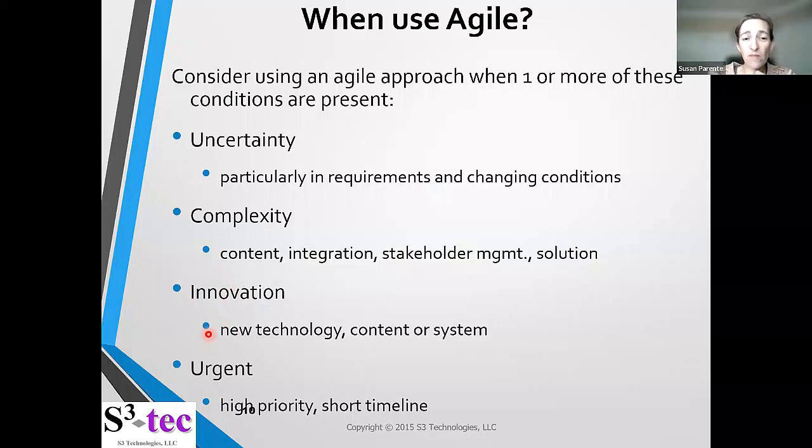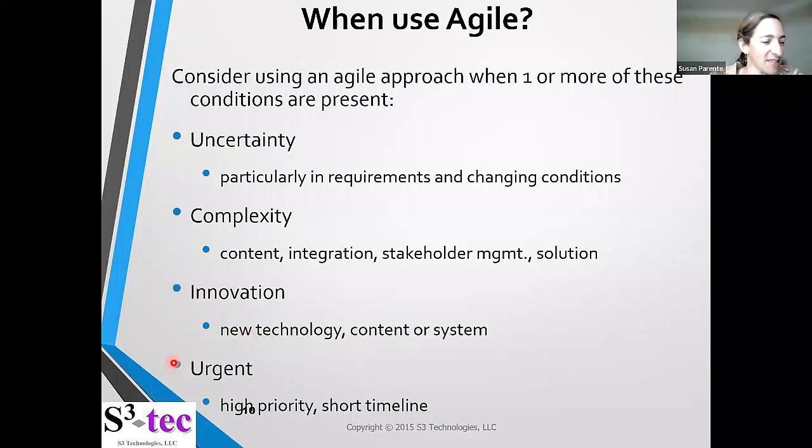Innovation. Anytime there's a new technology or there's content or a system that's new, that's where innovation is going to be very prevalent. And when there's innovation, there's going to be uncertainty. So you can think of those as going together. So uncertainty is basically risk. And anytime we're doing something new, we have more risk, we have more uncertainty. So these kind of go hand in hand.